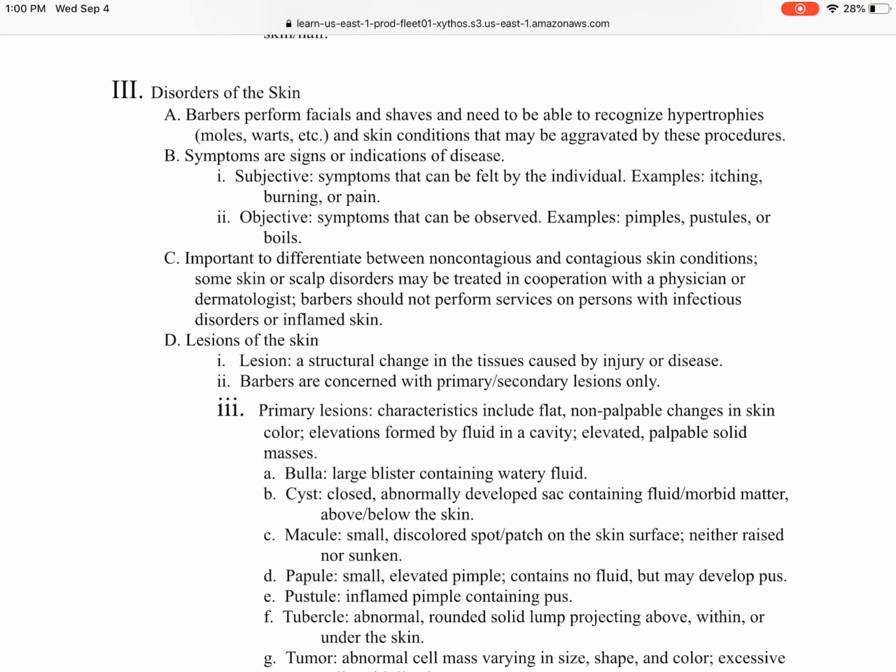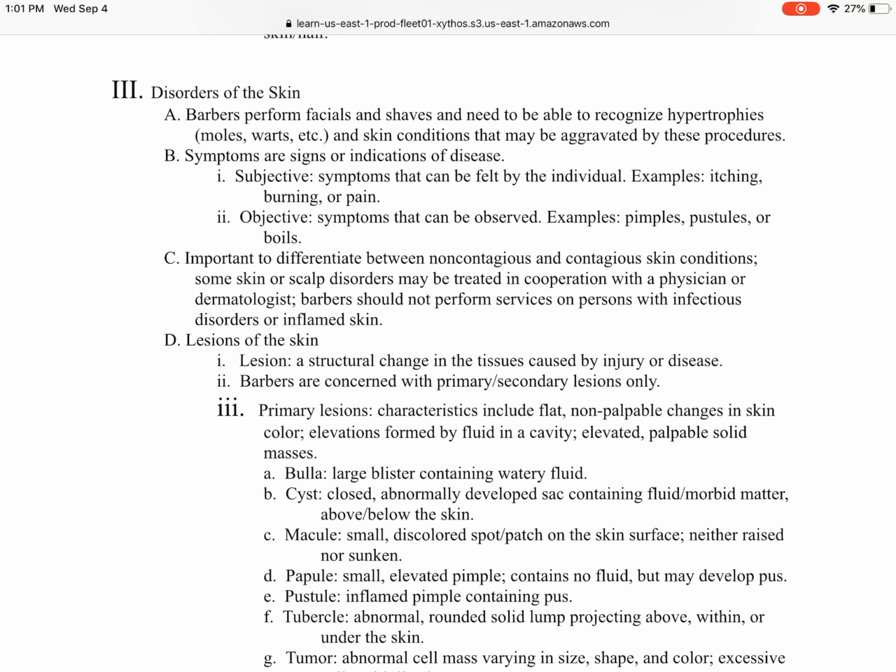Symptoms represent a sign of disease. Subjective symptoms are symptoms that can be felt by the individual. Objective symptoms are symptoms that can be observed. We discussed this in level 1. You need to be able to differentiate between non-contagious and contagious skin conditions. Some skin or scalp disorders may be treated in cooperation with a physician or dermatologist. Barbers should not perform services on persons with infectious skin disorders or inflamed skin.